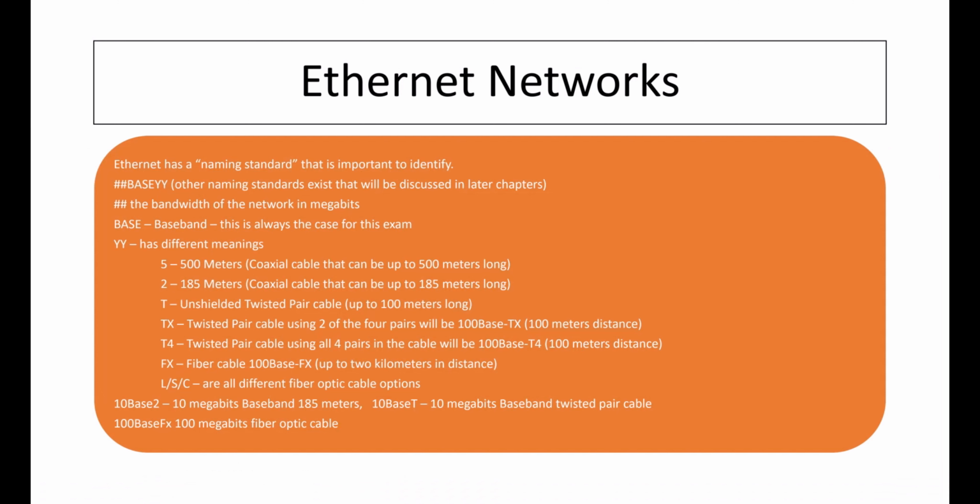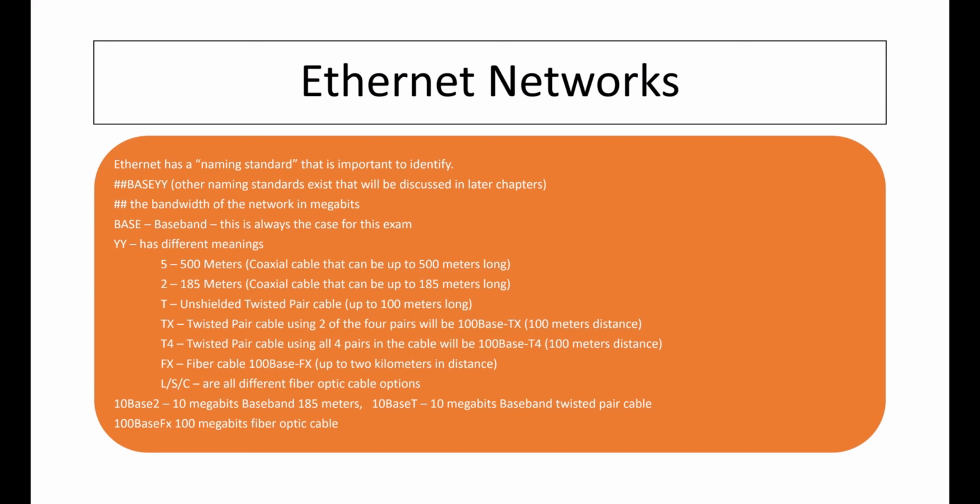For this class, everything is baseband, so it's 10 base, and then we have some nomenclature after that. If it starts with a number, it'll be either a 5 or a 2. The 5 is our first standard. That was coaxial cable, and that was 500 meters length of coaxial cable. If it's 2, that's also coaxial cable, and that stands for 185 meters, maximum length from end to end of that cable.